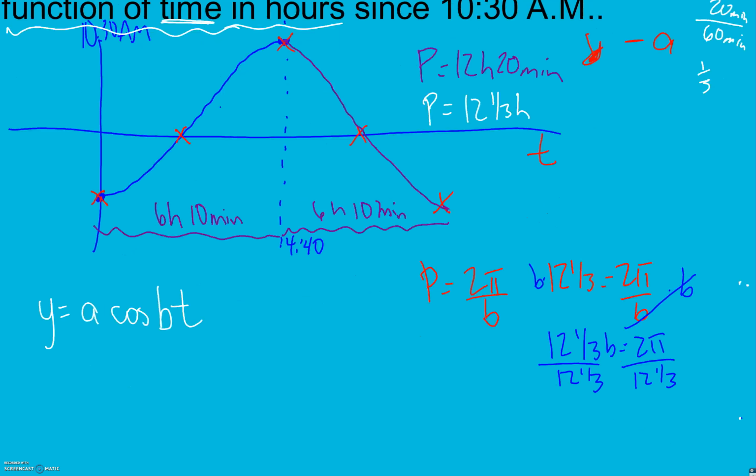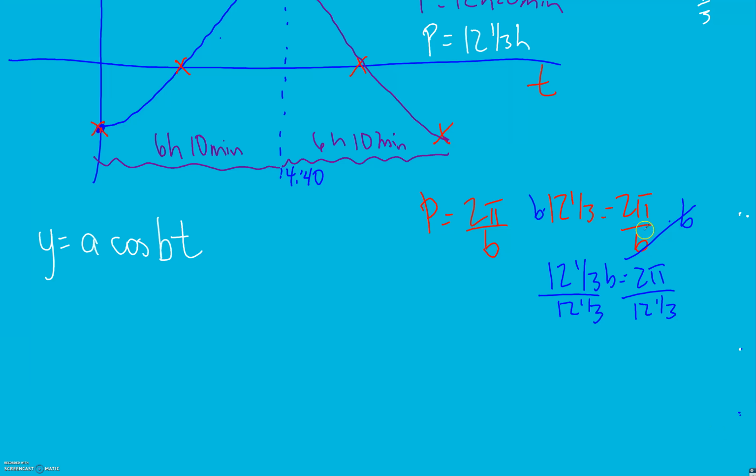Again, if you wanted to here, we could take 2 divided by 12 1/3 and then put the pi back in. 12 1/3, guys, is 37 over 3. So when I multiply by my reciprocal, I'm going to have 2 pi times 3 over 37, or 6 pi over 37. And that's going to be my b value. 6 pi over 37 t.